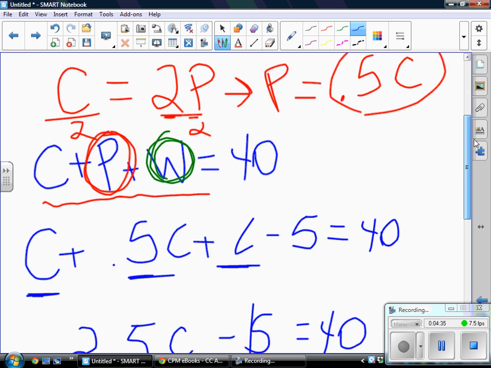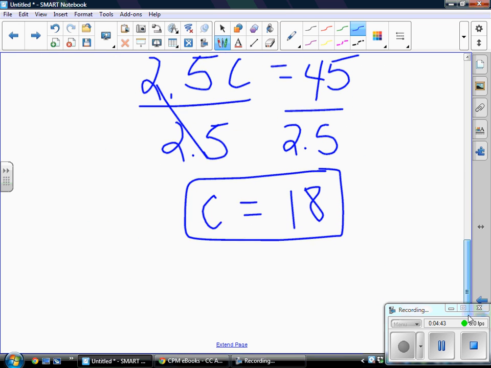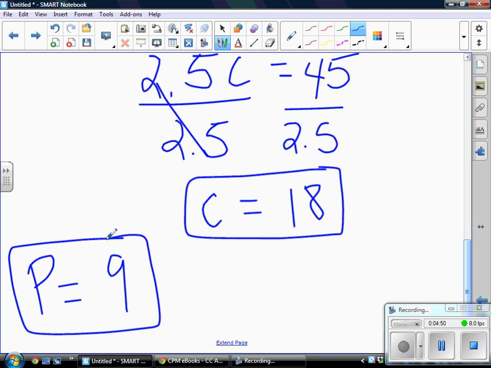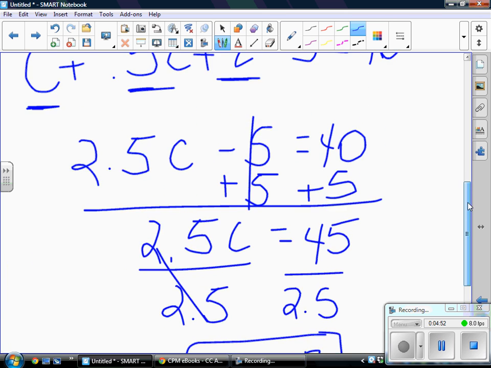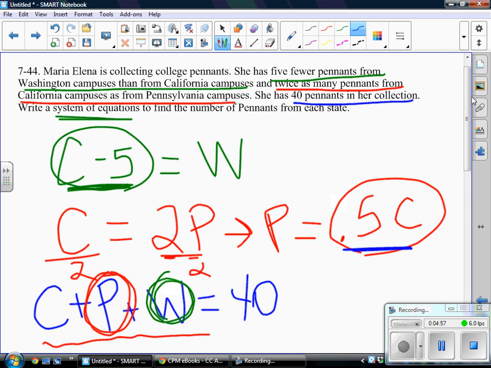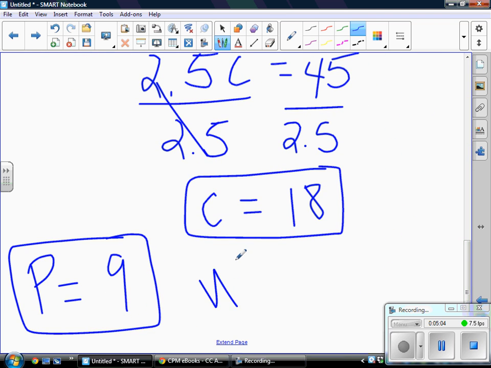So I know some equations for that. So equation to find Pennsylvania, right here it says it's half of California. So half of 18 will give me Pennsylvania is worth 9. Okay, so we're plugging these back into our equations we made originally. So now I have Pennsylvania and California. So last thing to find Washington. Well, Washington was California, take away 5. So 18 minus 5 is going to give me 13 for Washington.